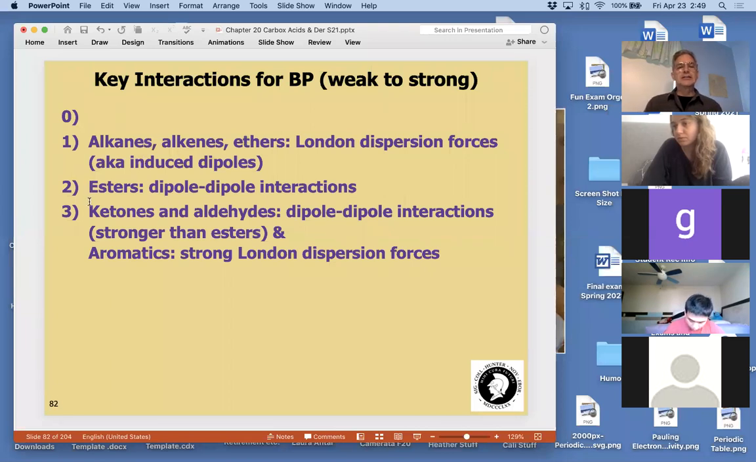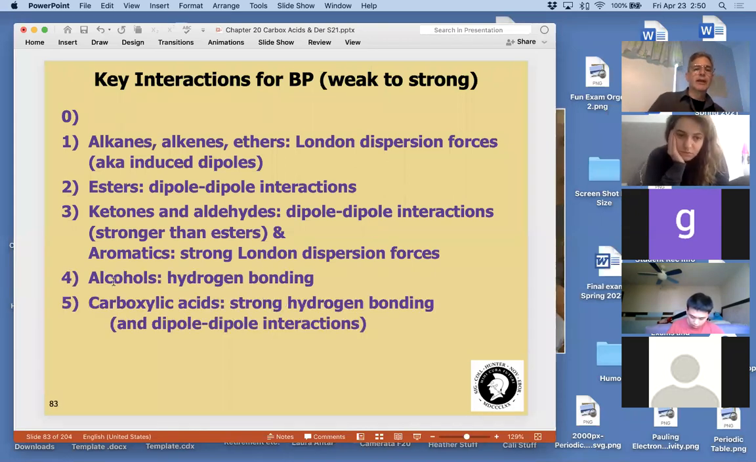Esters and ketones and aldehydes have dipole-dipole interactions. The esters are lower boiling. This is from weak to strong going down. So the esters have weak interactions. The ketones and aldehydes have stronger interactions from the dipole-dipoles. And aromatics, benzene and the like, have strong London dispersion forces that are as strong as ketones and stronger than esters. This list you learned in Gen Chem is just a tendency and not even that good a one. These are all overlapping. Okay.